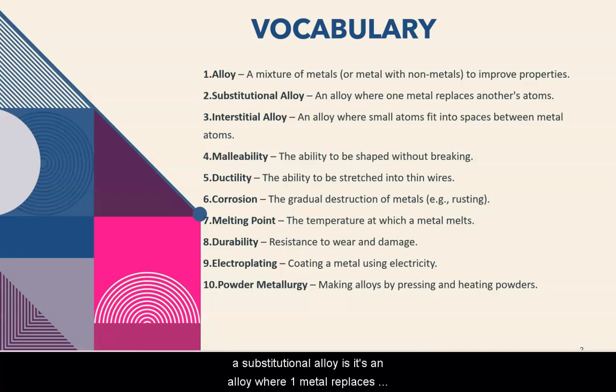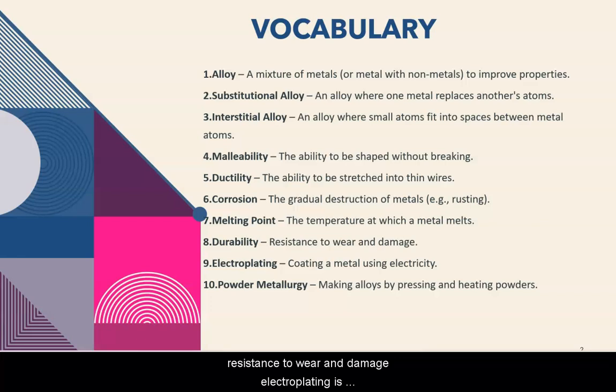It's an alloy where one metal replaces another's atoms, and an interstitial alloy is an alloy where small atoms fit into the spaces between metal atoms, and this is because of our lattice structures. Malleability is the ability to be shaped without breaking, and ductility is the ability to be stretched into thin wires. Corrosion, this is the gradual destruction of metals, and a good example of this would be rusting. Melting point is the temperature at which a metal melts. Durability is the resistance to wear and damage.